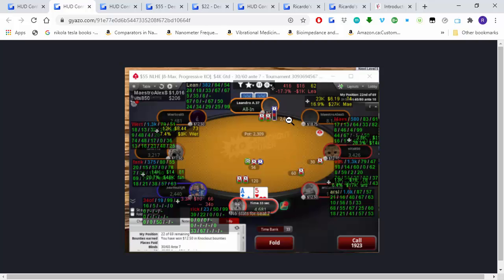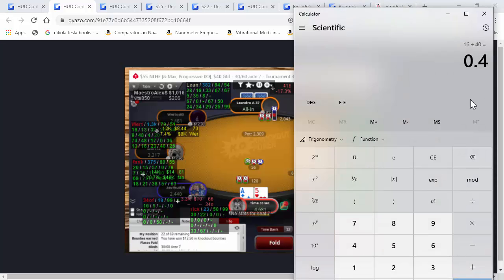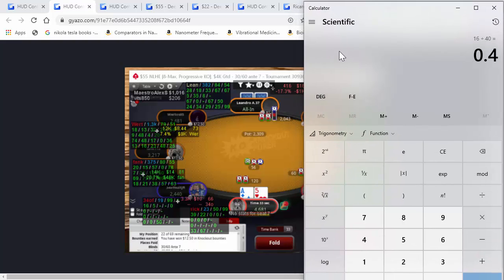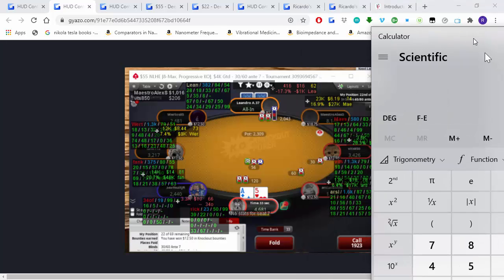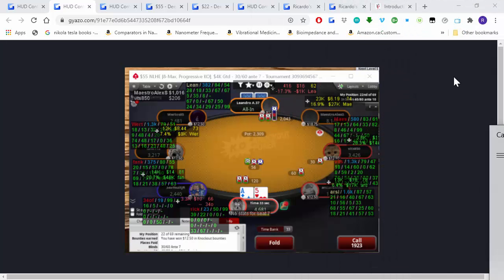I thought the starting stack was 5,000. So we had 2.5 bounty factor, even though that's still not enough. This is just bad. I called here. Yeah, so I've called 99.